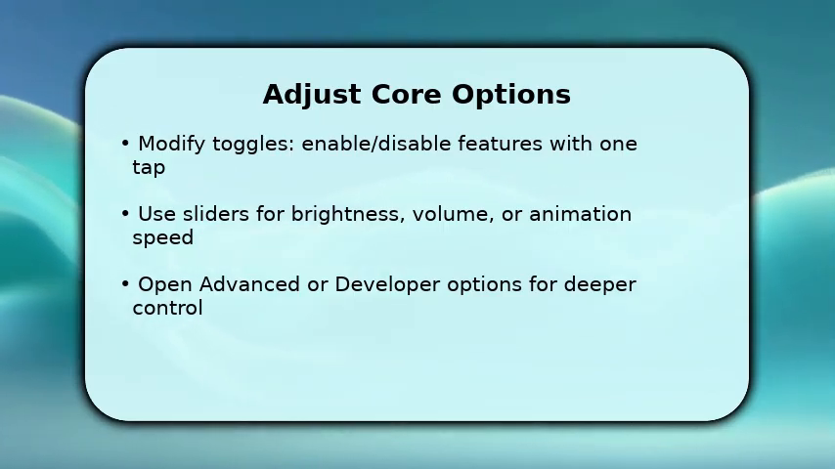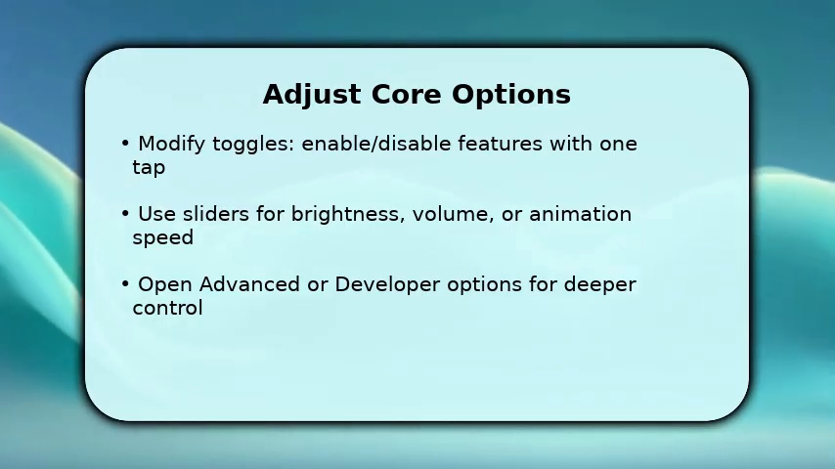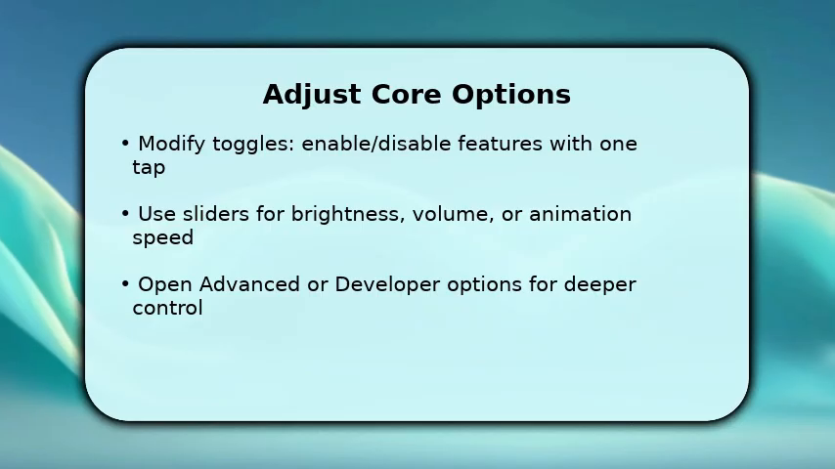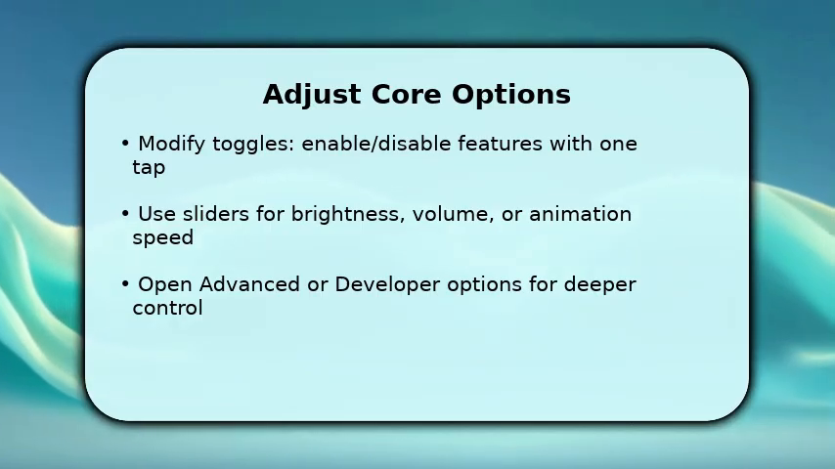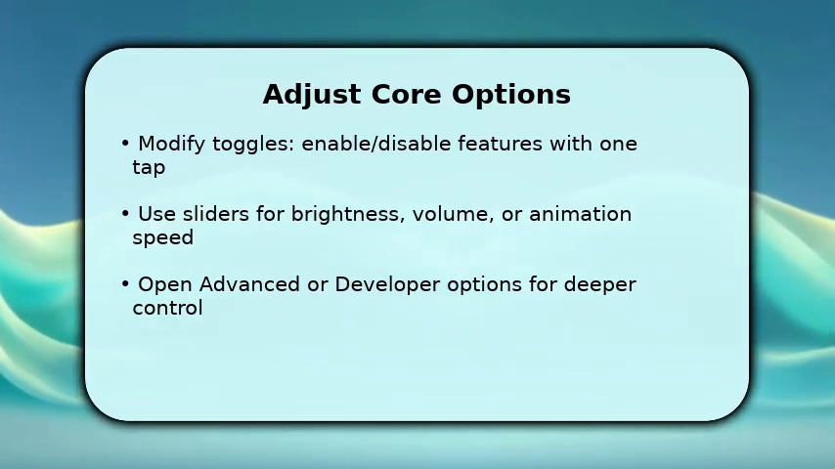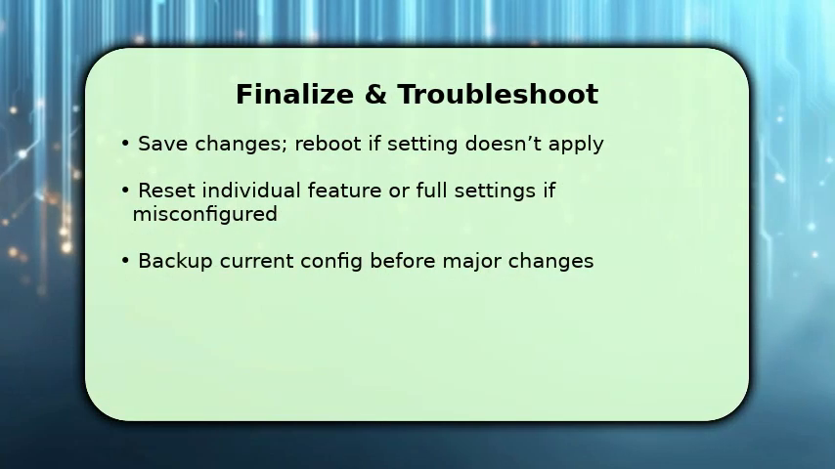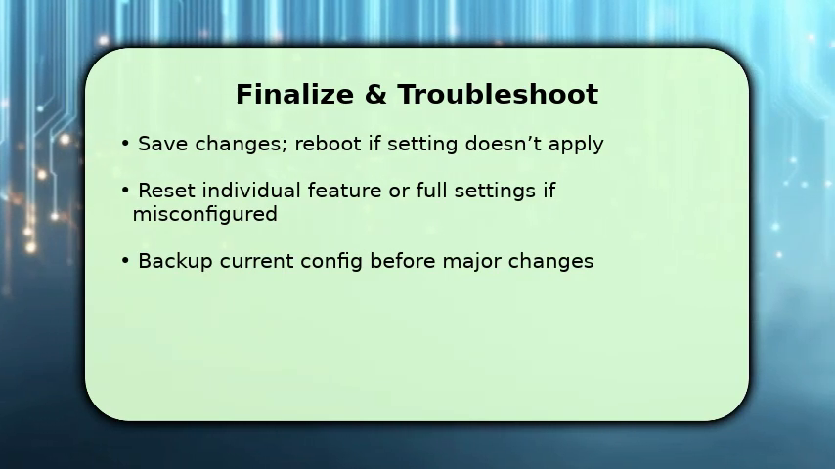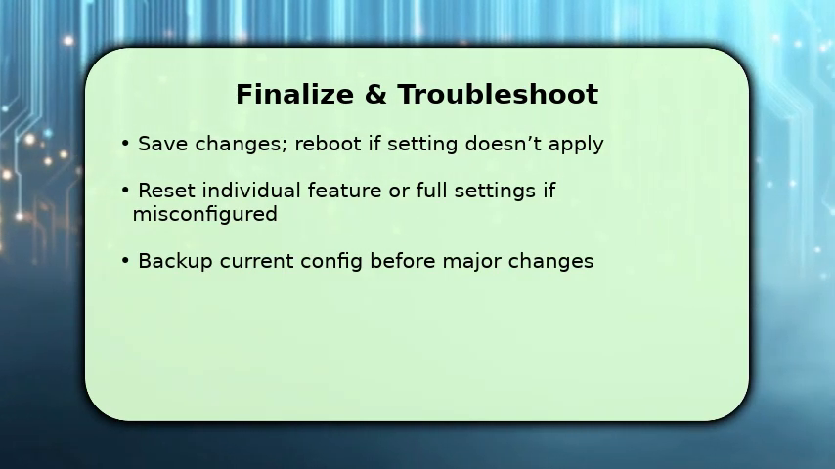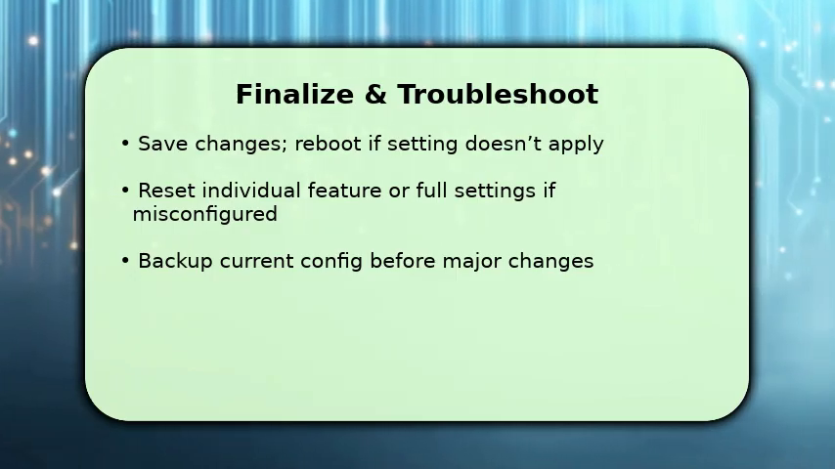Make sure to check advanced or developer options only if comfortable. Here you alter animation scale, background process limits, or USB behaviors, which directly affect performance, and finish by saving any configurable pages and testing the feature in real use. Open an app, receive a notification, or lock/unlock to verify.